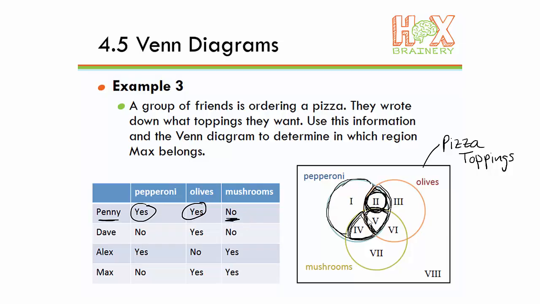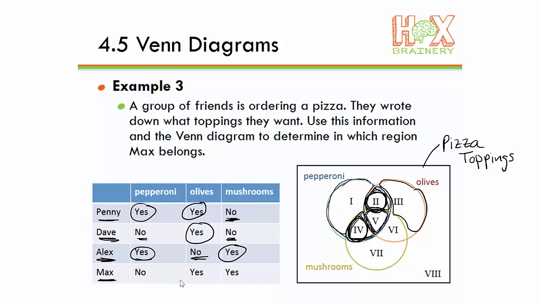Penny, for example, she said yes to pepperoni and yes to olives, but no to mushrooms. So she's somewhere over here in region 2. Dave said no to pepperoni, no to mushrooms, but yes to olives. So he's over here in region 3. Alex said yes to pepperoni and yes to mushrooms, but no to olives. So he's over here in this region, region 4.